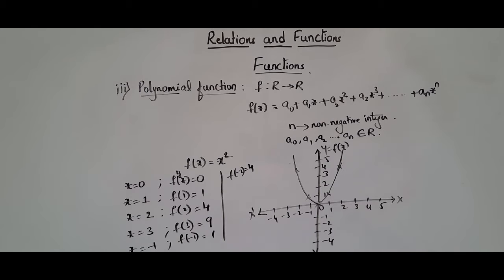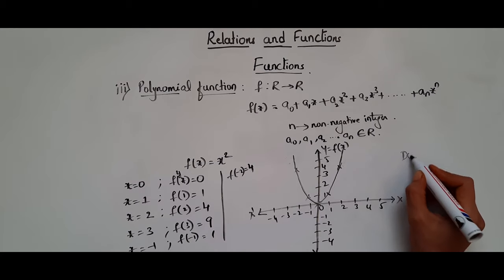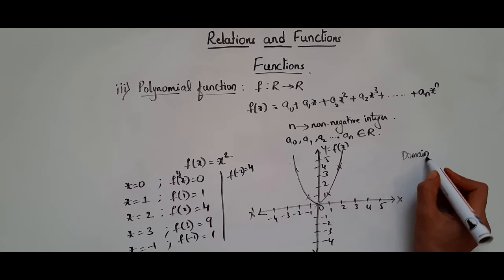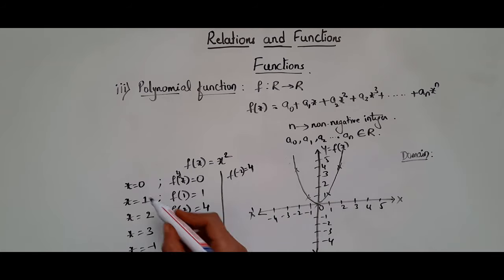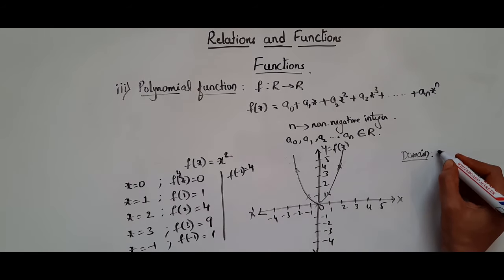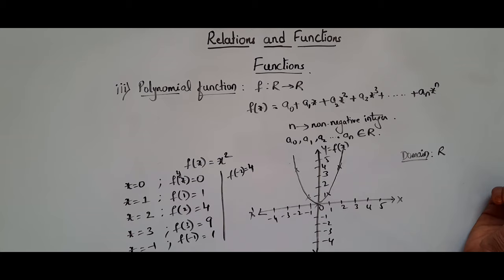So this graph is called a parabola. Now what is domain in this? Domain is nothing but all the values of x where the function is defined. So for all the values of x, here x is R, that is, a real number.